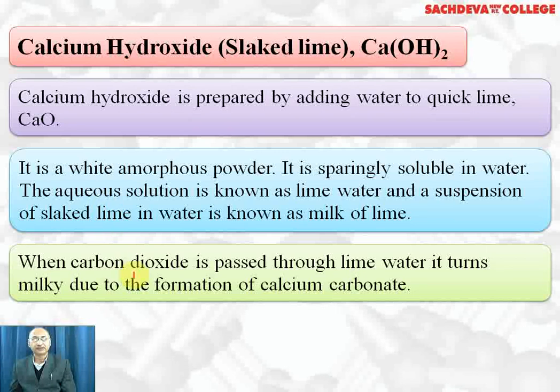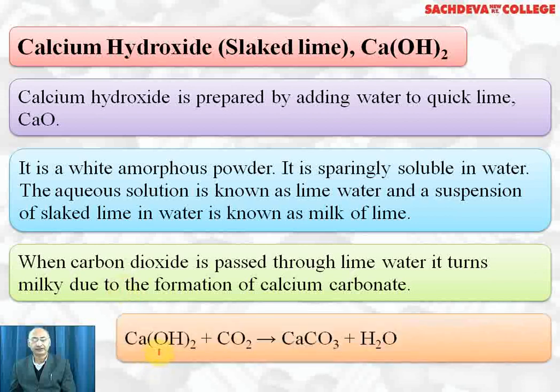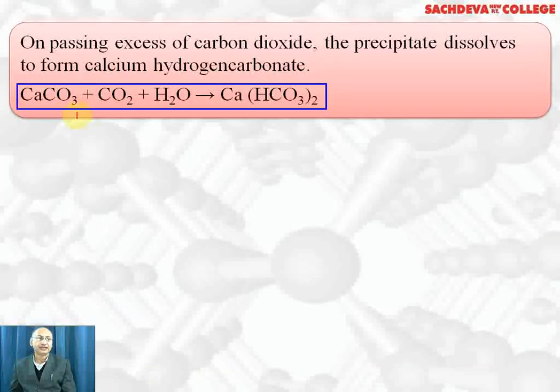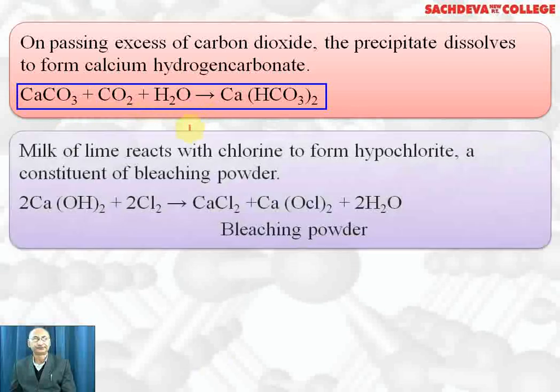When carbon dioxide is passed through lime water, it turns milky due to the formation of calcium carbonate. But if excess carbon dioxide is passed, the milkiness disappears due to the formation of calcium bicarbonate, or calcium hydrogen carbonate, and on heating the milkiness reappears due to the formation of calcium carbonate again. The first reaction is Ca(OH)2 plus CO2 gives CaCO3 plus water. CaCO3 plus CO2 plus water gives calcium bicarbonate, which is soluble. And this on heating gives calcium carbonate again, so the milkiness reappears on heating.